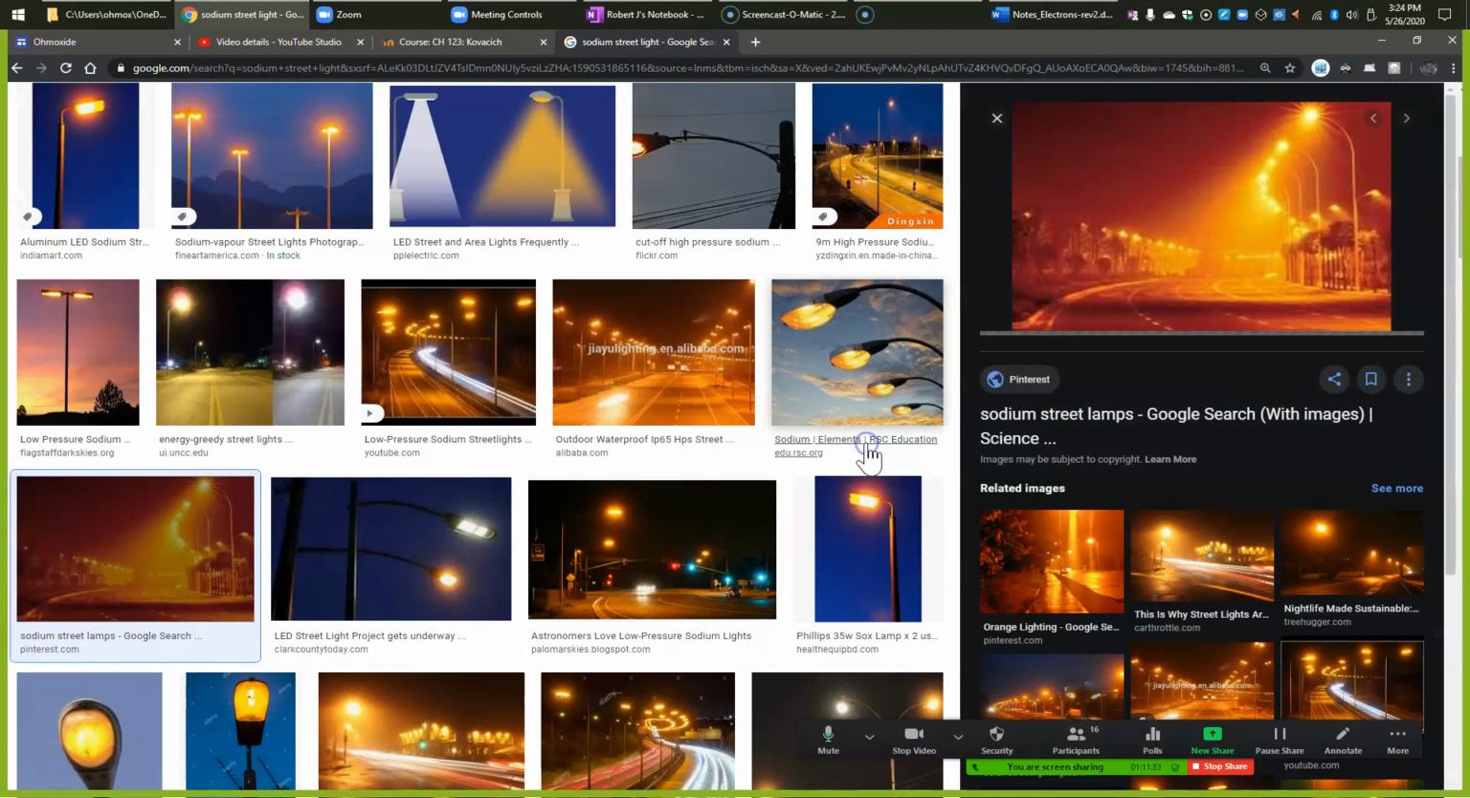So, we okay with this color here? Yeah. We've all seen that many times, right? Mm-hmm. Why is the street light this color? Why is the street light not white? Because it's sodium in there instead of, say, tungsten.